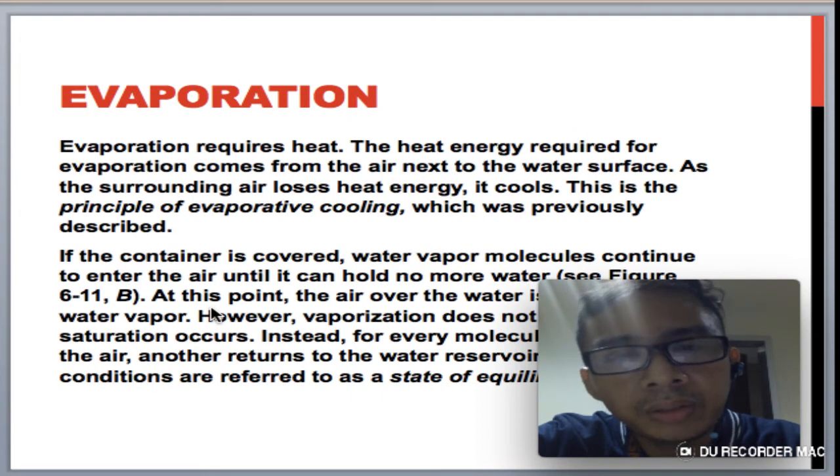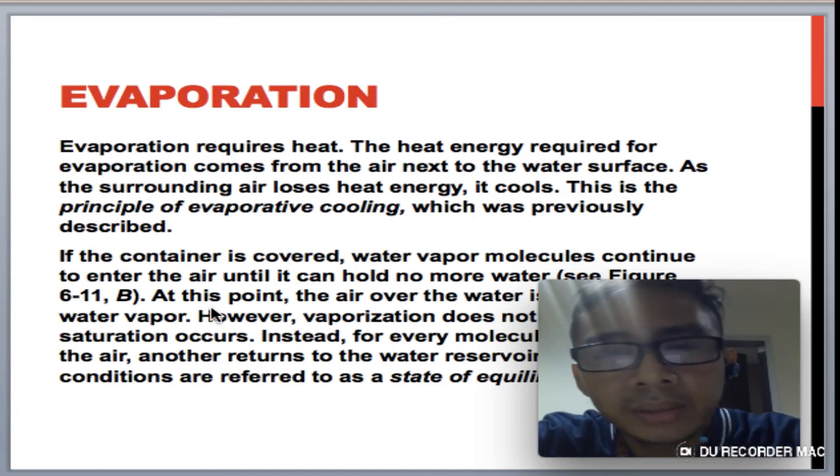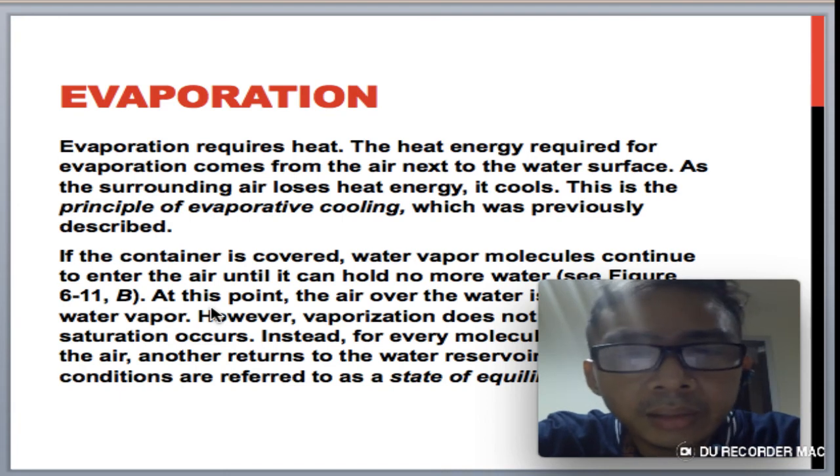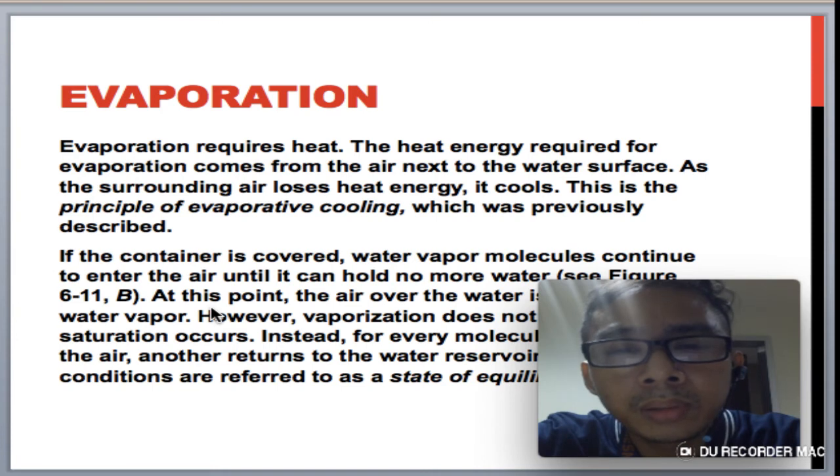Evaporation requires heat. The heat energy required for evaporation comes from the air next to the water surface. As the surrounding air loses heat energy, it cools. So this is the principle of the evaporative cooling effect, which was previously described.